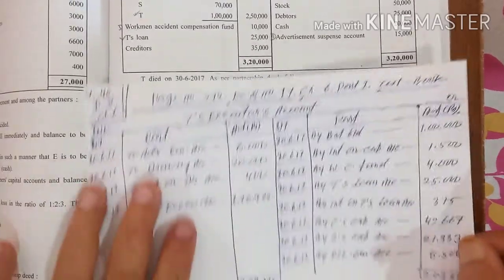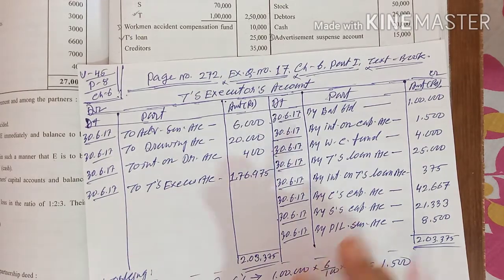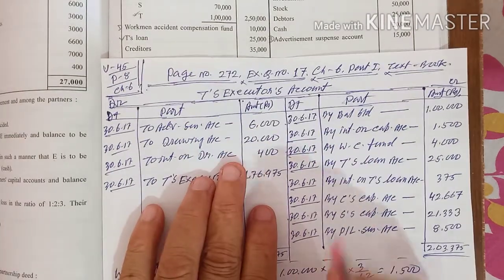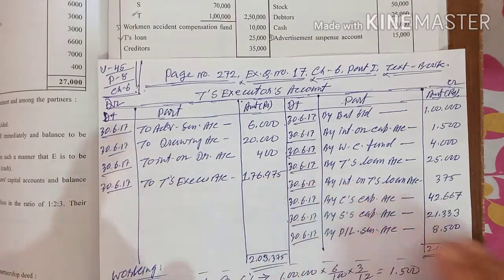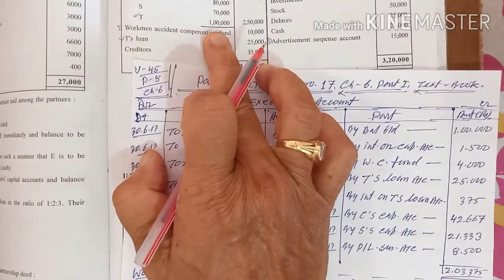Now I have already solved it. I want to show it one by one, so try to understand. You have kept all this information. T is going to leave. T's capital is 1 lakh.